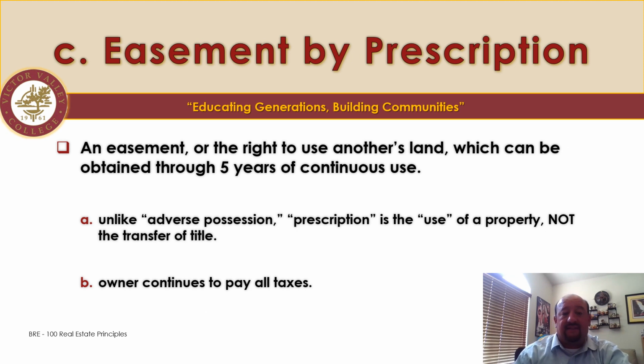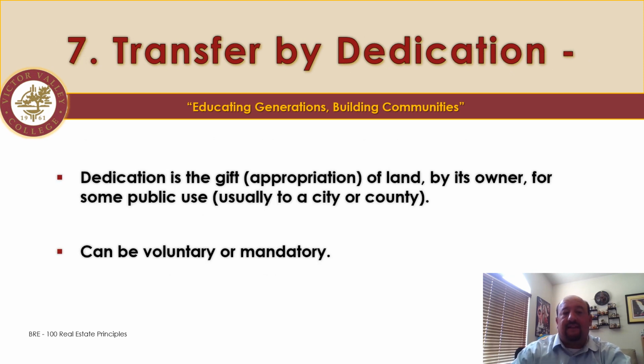Now, an easement by prescription is a right to use somebody else's land. And by prescription means you obtain that right by 5 years of continuous use. Unlike adverse possession, prescription is a use of a property, not a transfer of title. So you don't own the property, but you can use it. And then dedication, that's when wealthy people dedicate land for a public cause. Usually, for instance, universities and colleges are usually on dedicated land.